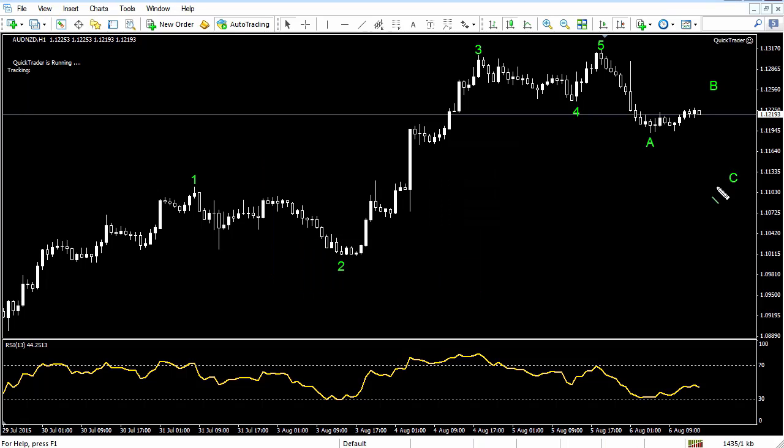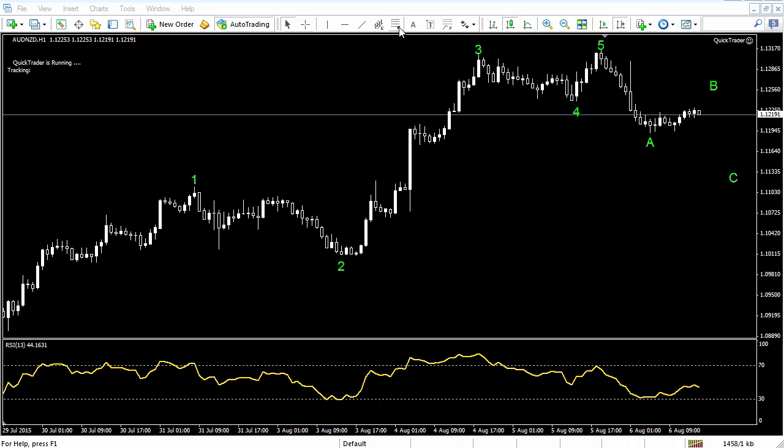Now, if in the wave A we have 5 smaller waves, like we see over here, we know that that can only mean that we are going for a potential zigzag correction. So looking for a 3-wave move pullback and another 5-wave move down. So this gives us a good opportunity to short this pair.